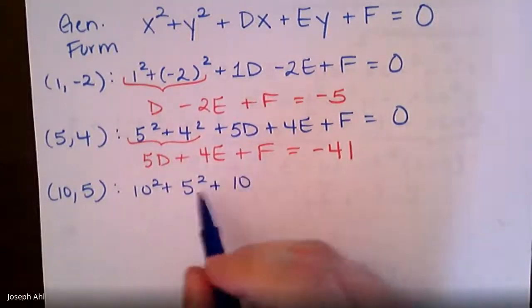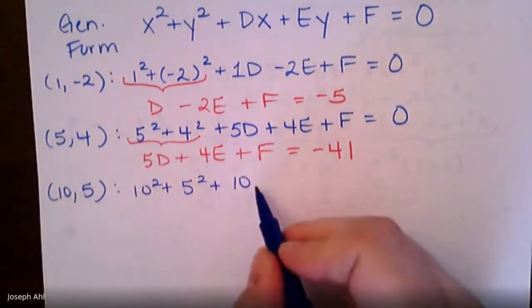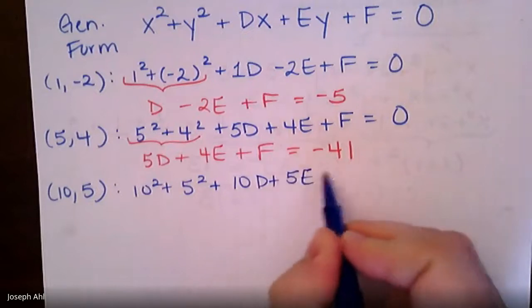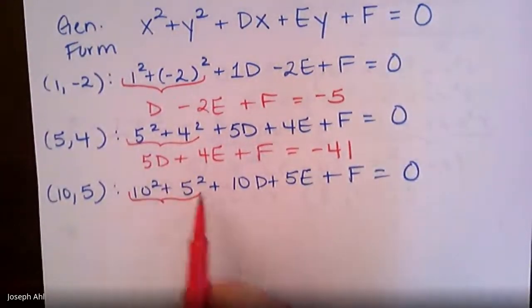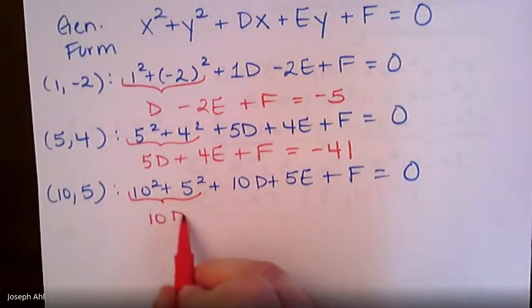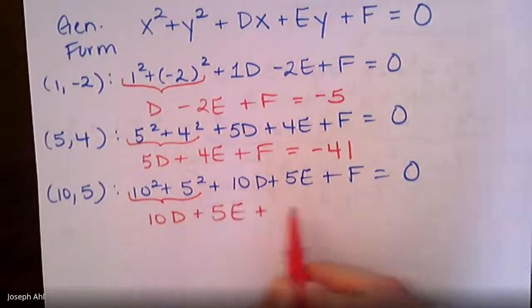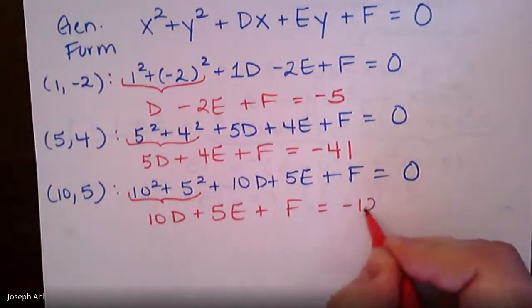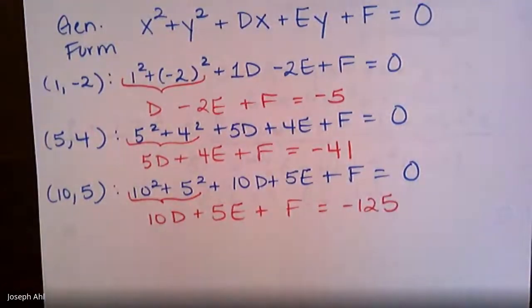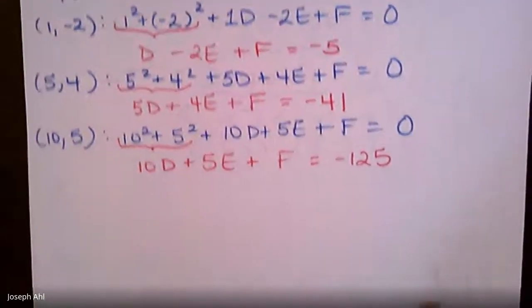Okay. So now I'm plugging in that last point, 10, 5. 10 squared plus 5 squared plus 10d plus 5e plus f equals 0. So in this last equation, these 2 numbers add up to a total of 125. So we're going to subtract that over to get this as our last equation. -125 over there.